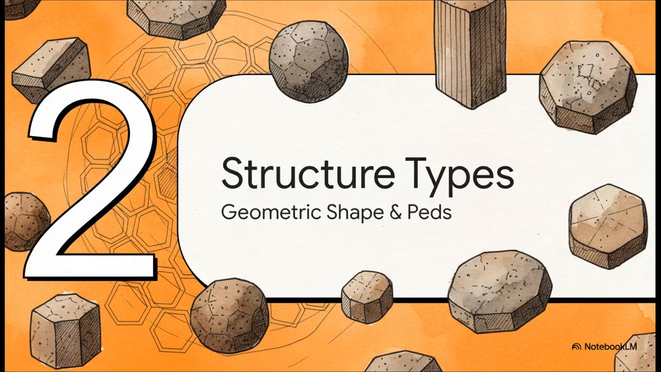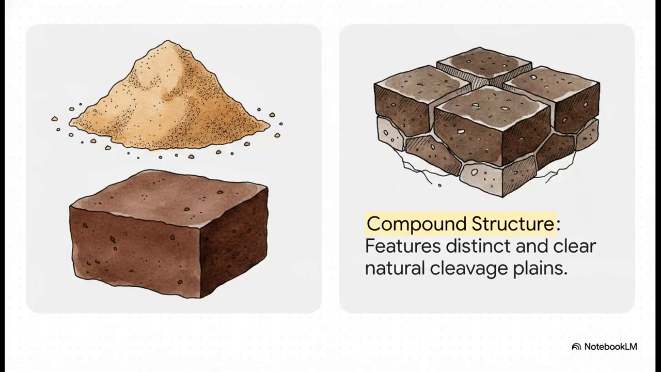Section 2, Structure Types. When we classify soil structure out in the field, we initially look at the geometric shape and the spatial arrangement of those PEDs we just talked about. Broadly speaking, aggregates divide into two main camps, simple and compound. In a simple structure, natural cleavage planes are either totally absent or just indistinct. This includes single-grain structures in sandy soils or massive, high-bulk density structures found in paddy soils.